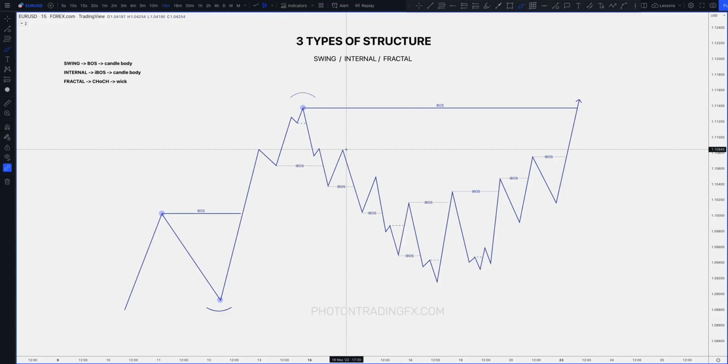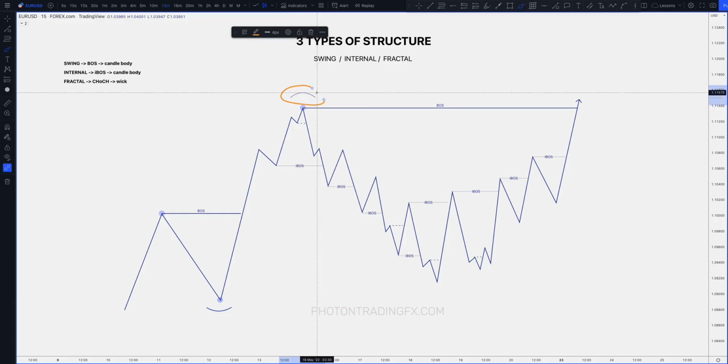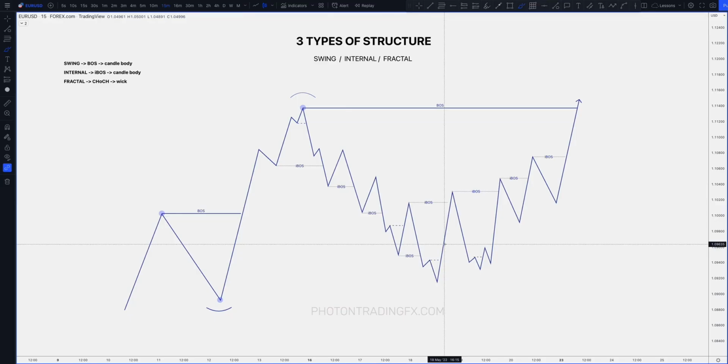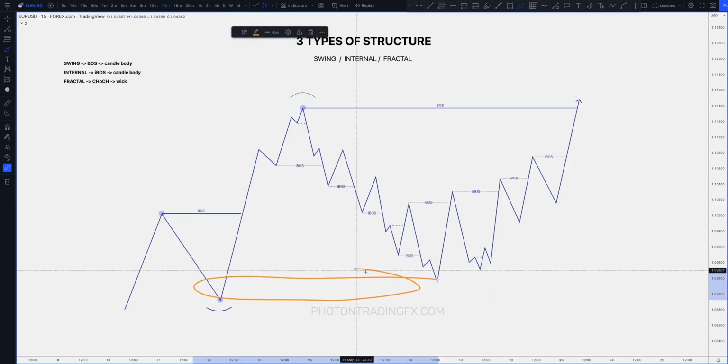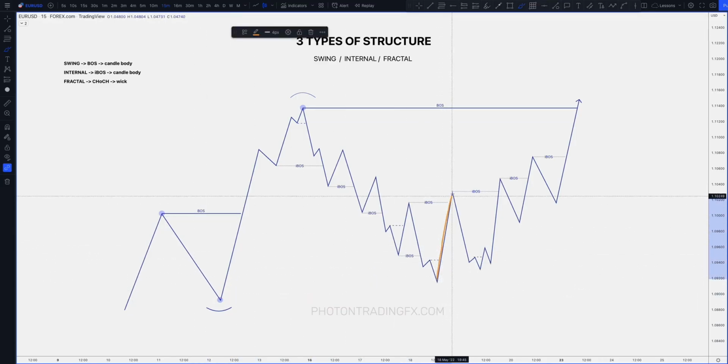Now, you can also apply the strong and weak high and low concept to any form of structure if you want, right? So we can start to apply it to the internal structure as well, okay? So one way to think about this is, let's say we come into our level that we just talked about. We get our bullish IBOS to the upside, right? So we break the bearish internal trend.